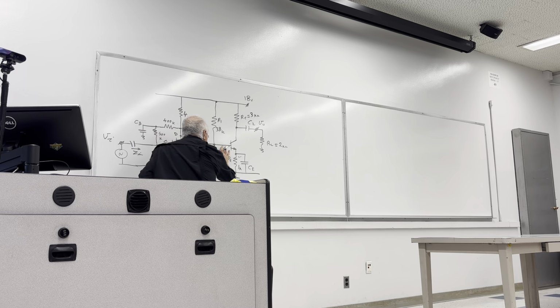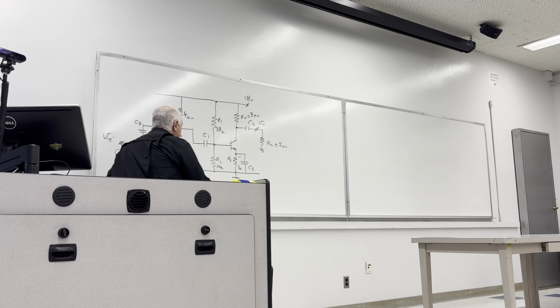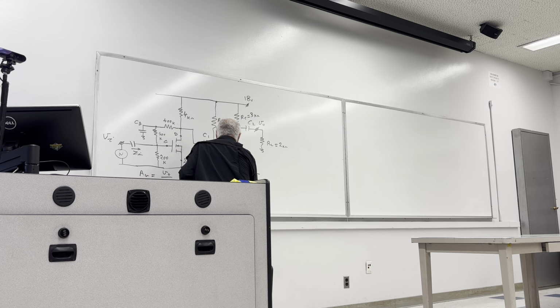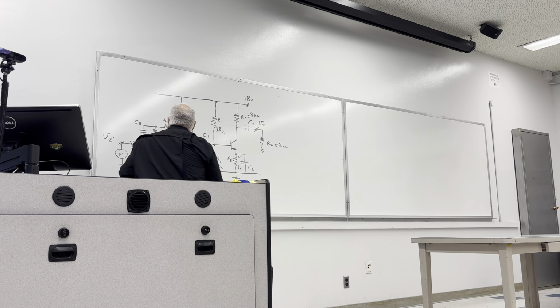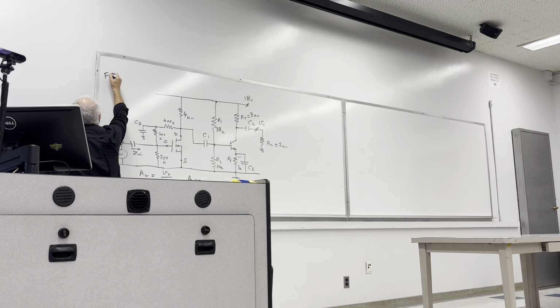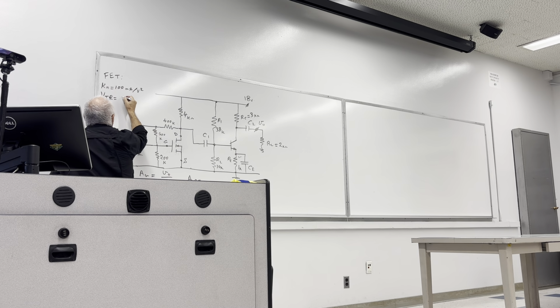Okay, let me erase this. It's all set. Beta is 100. For the FET, this is the information that is available. Kn value is 100 milliamp per volt squared, and VTH is equal to 1.5 volt. Okay? So the problem is all set.